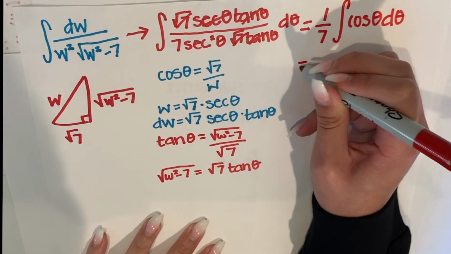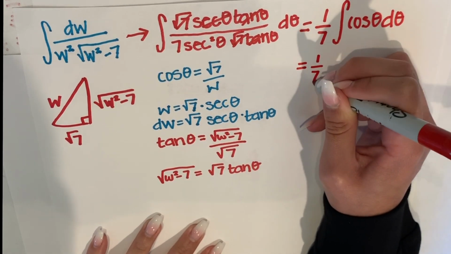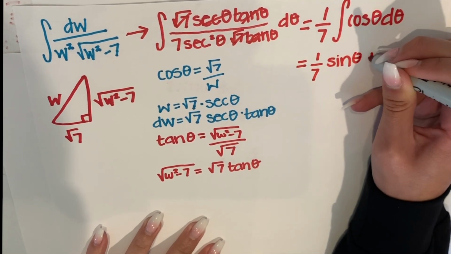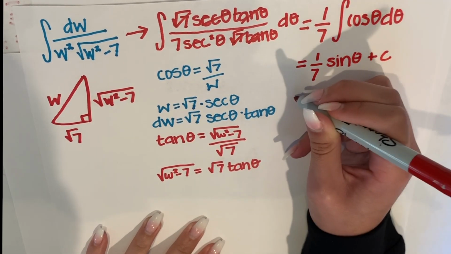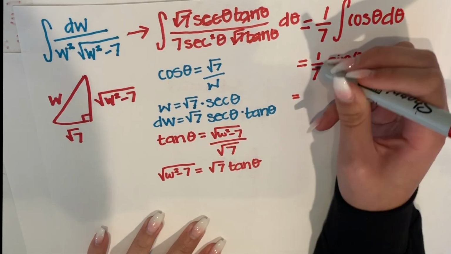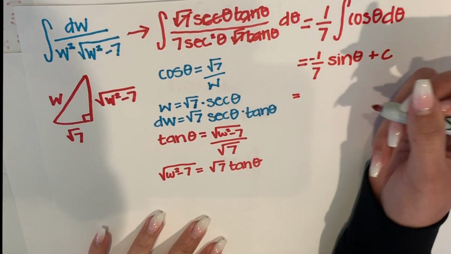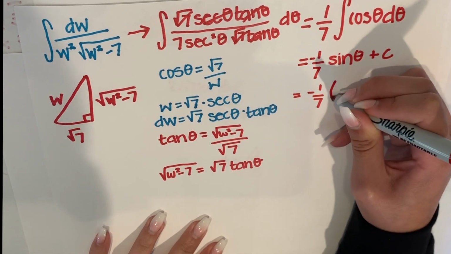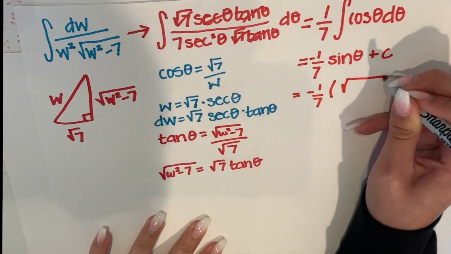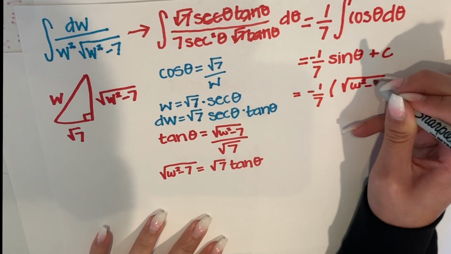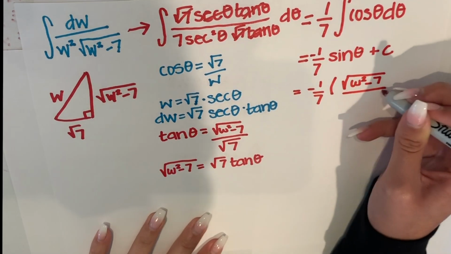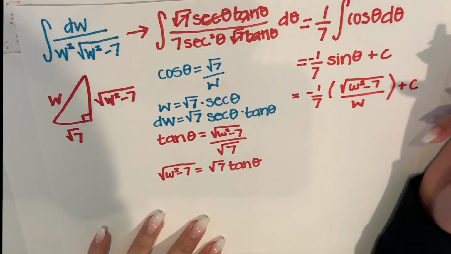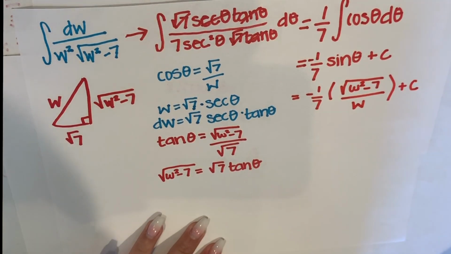So now we take the antiderivative of cosine d theta, so it's 1/7 sine theta plus c, and don't forget the negative since it's the antiderivative of cosine theta. So that will equal negative 1/7 times the square root of w squared minus 7 over w, since we substitute the sine by using the triangle, and then don't forget the plus c.